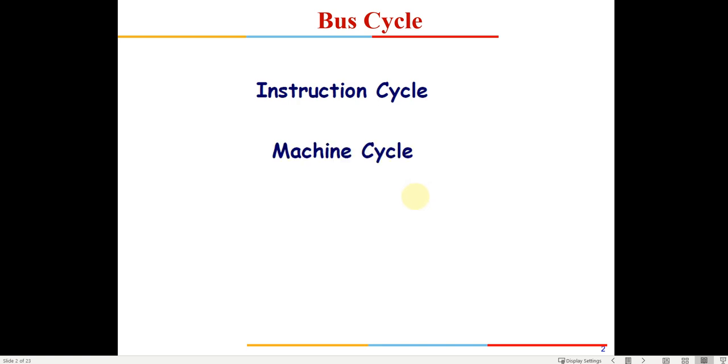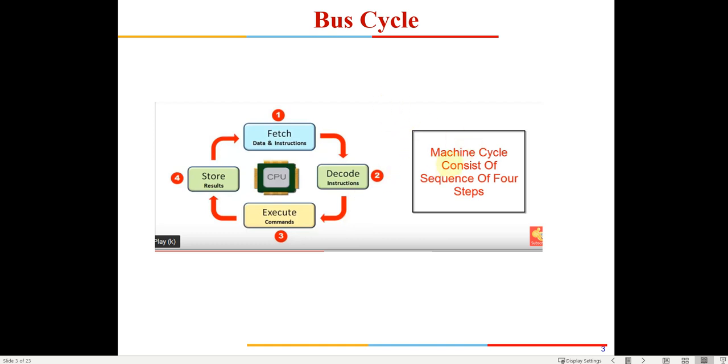So essentially there are three types of bus cycles. These three terminologies are used. One is known as instruction cycle, then we have something known as machine cycle, and then we have something known as T states. Okay. What is a machine cycle?